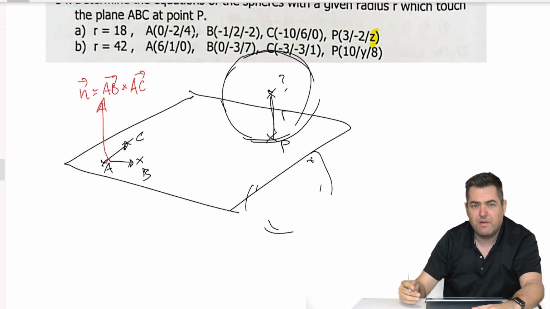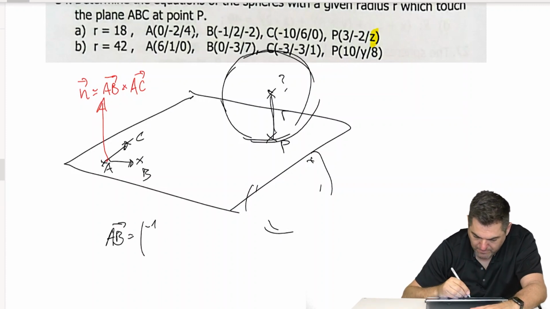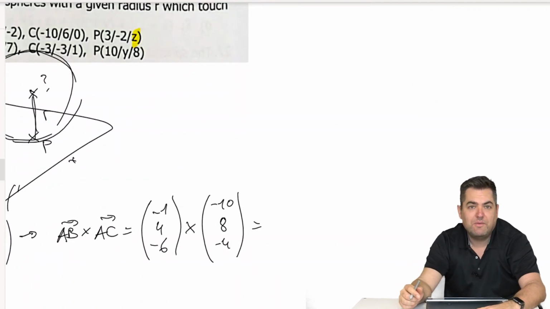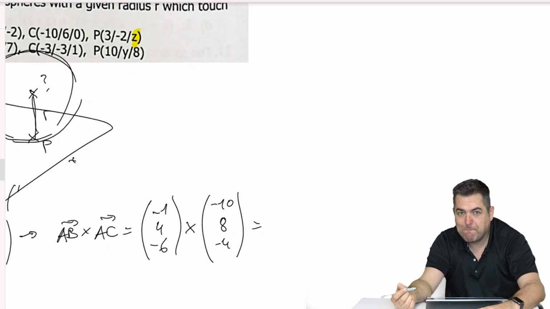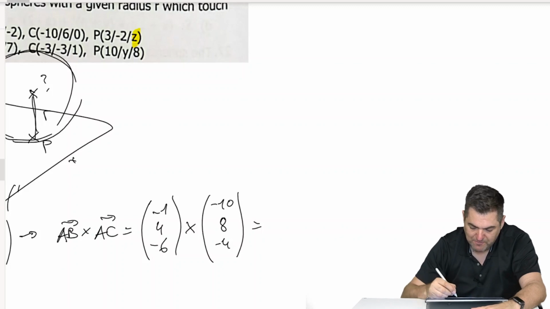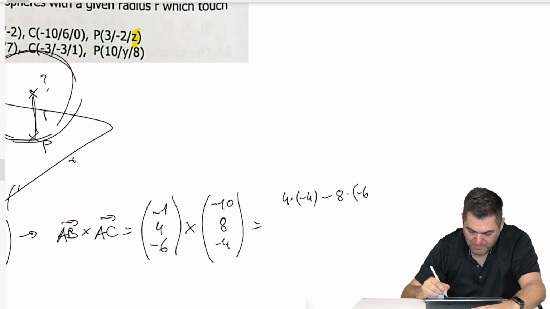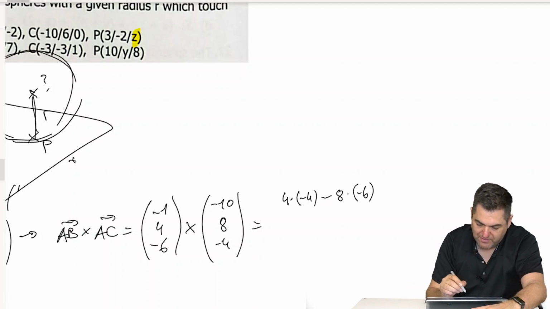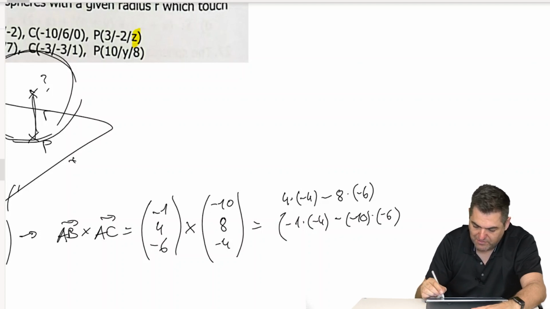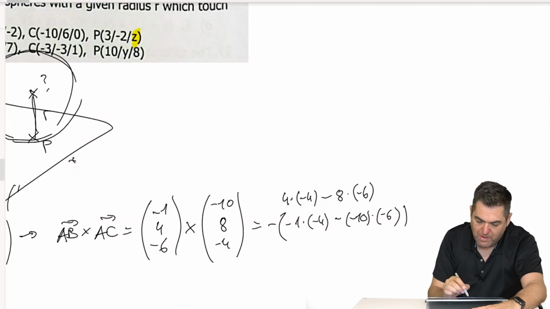So I'll speed up a bit here. Good. Now, do you remember how to get the cross product? You cover the first line and you do this times this, minus this times this. This is the first component. Then you cover the second line and you do -1 times -4 minus -10 times -6. And at the end you have to change the sign. And then you cover the third line and you do this times this minus this times this.